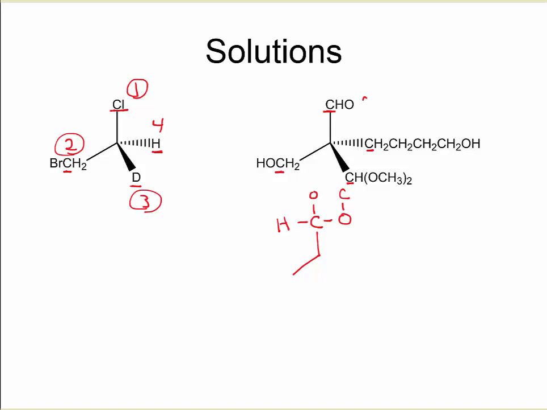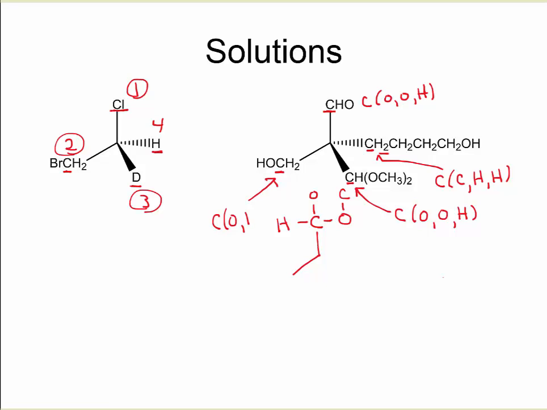Taking a look at what's bonded to the aldehyde, I have a carbon with 2 oxygens and a hydrogen. Looking at the CH2, I have a carbon bonded to a C and 2 H's. Looking at this one, I have a carbon bonded to 2 oxygens and a hydrogen. And here I have a carbon bonded to an oxygen and 2 hydrogens. So what I know so far is that the CC is the lowest priority group. I'll give that one a 4.